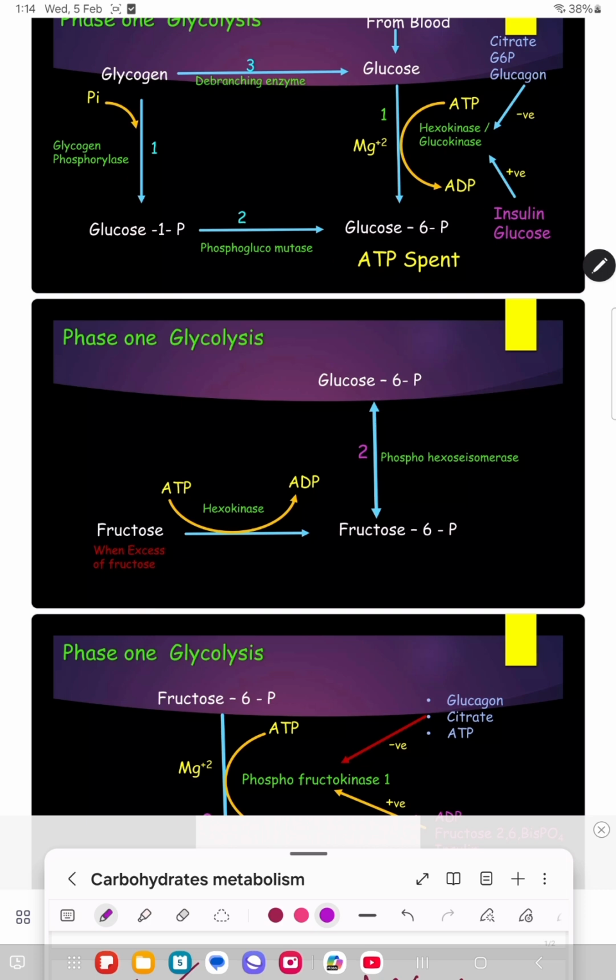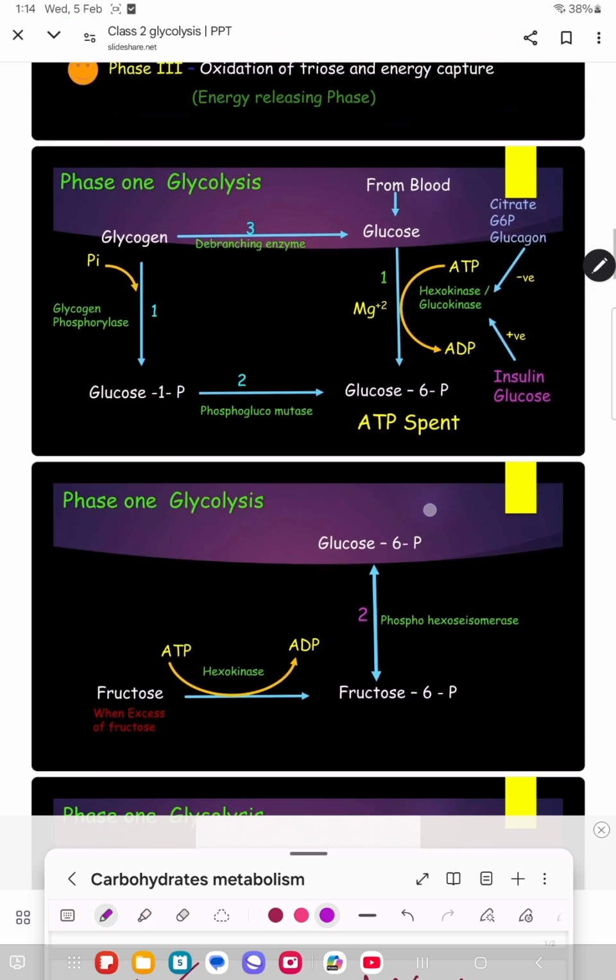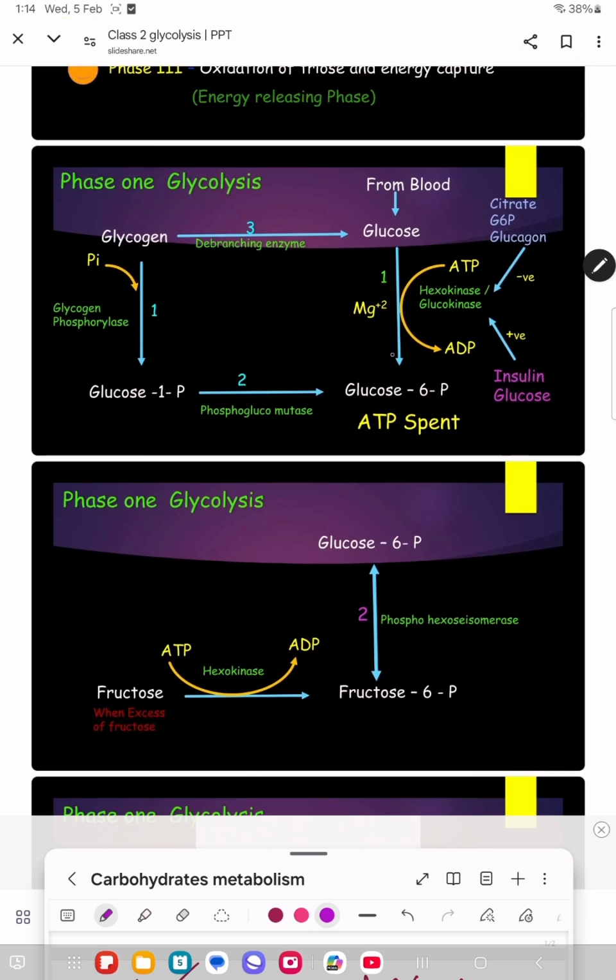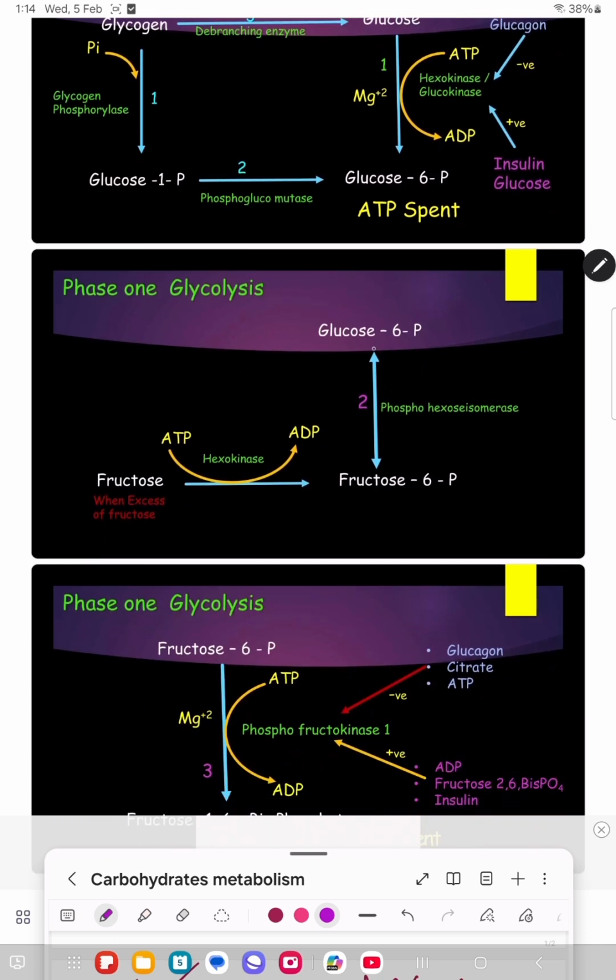The next phase is about glucose 6-phosphate. Here you can see this is an irreversible reaction. There is no reversing of the reaction. This is the committed step. No reverse reaction will take place. Here you can see this is a reversible reaction. Glucose 6-phosphate will be converted to fructose 6-phosphate, and it can be reversibly converted back to glucose 6-phosphate. The enzyme involved here is phosphohexoisomerase.